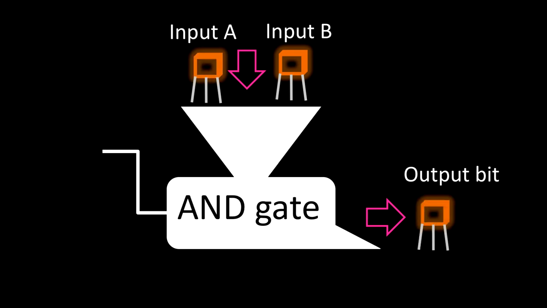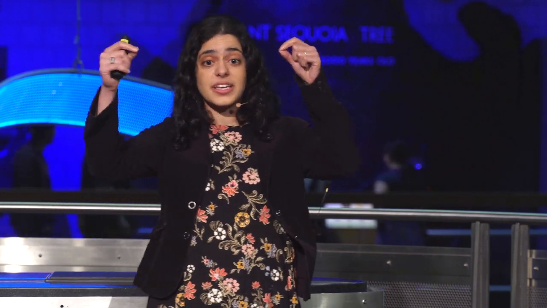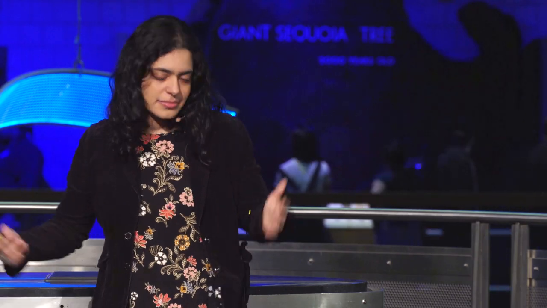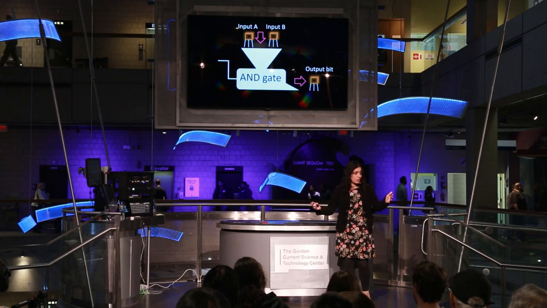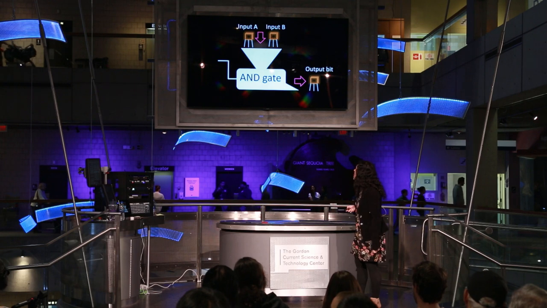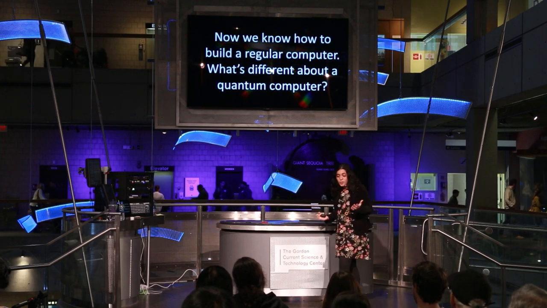So basically it's just a little machine that, depending on what the input states of the two bits are, gives me a different output state. And with just the logic gate and the ability to flip the bit, you can do any calculation you might want to do on your computer. It's very simple. So we know how to make a normal computer. What's the big difference between that and a quantum computer?